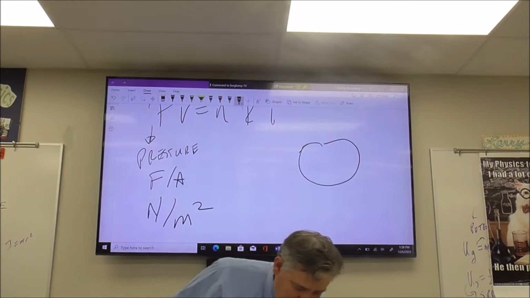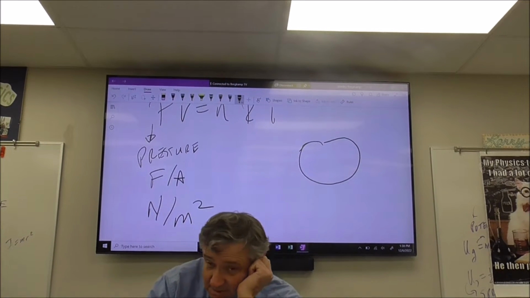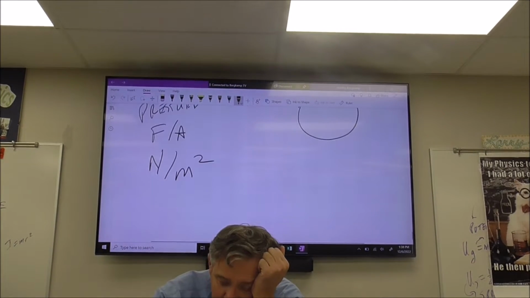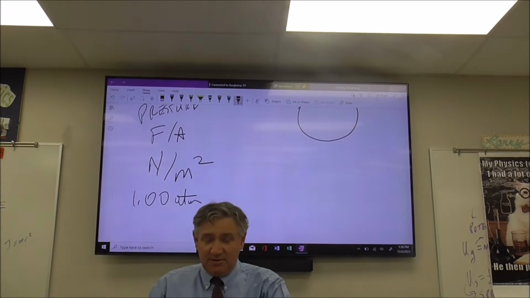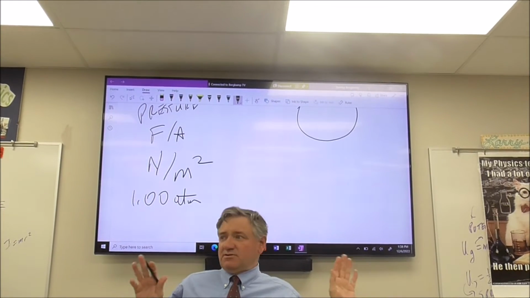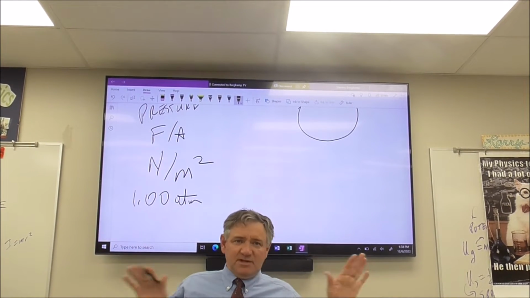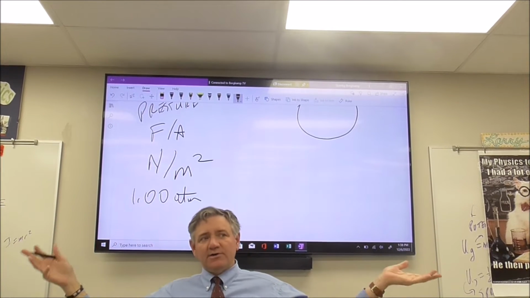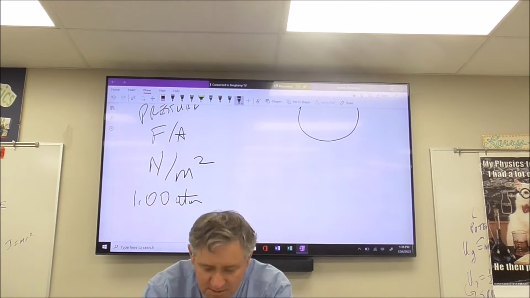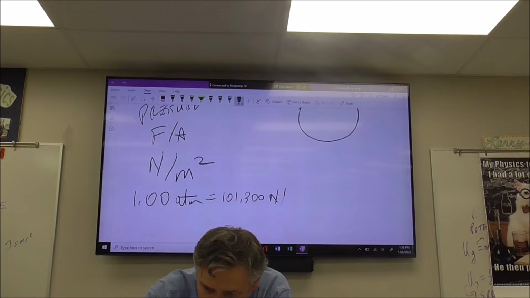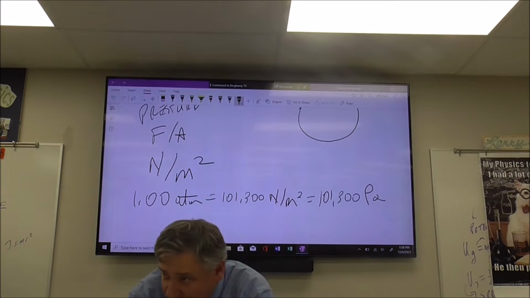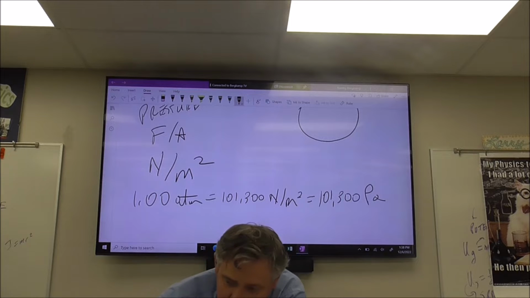On the conversions, this is why I said pressure has this huge identity crisis. It could be measured in atmospheres, ATM. The atmosphere is your standard atmospheric pressure that we're used to dealing with. One atmosphere is kind of the benchmark. Right now, we're all under about one atmosphere of pressure. That's also equal to 101,300 newtons per square meter, which is also 101,300 what we call pascals, named after Blaise Pascal, the French physicist who came up with it.